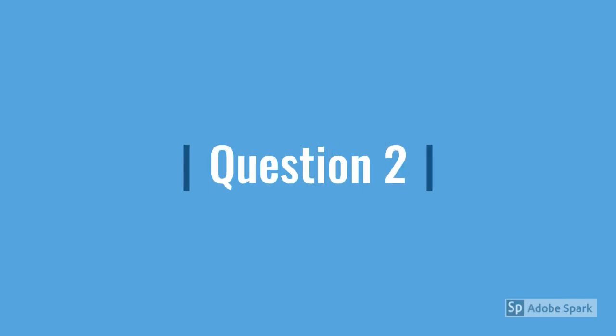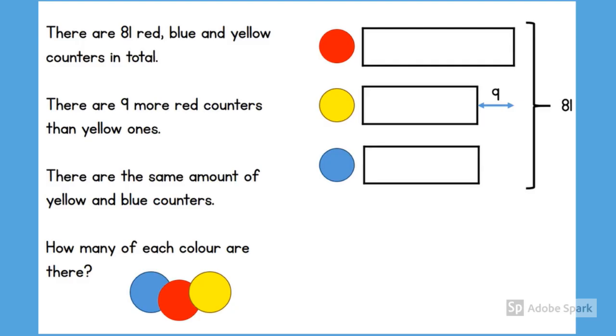Now have a go at question 2. Pause the next slide while you work it out, and then we'll go through the answer. There are 81 red, blue and yellow counters in total. There are 9 more red counters than yellow ones. There are the same amount of yellow and blue counters. How many of each colour are there? I have started you off by drawing the bar model, the total number of counters being 81, and the difference in the yellow counters being 9 more.